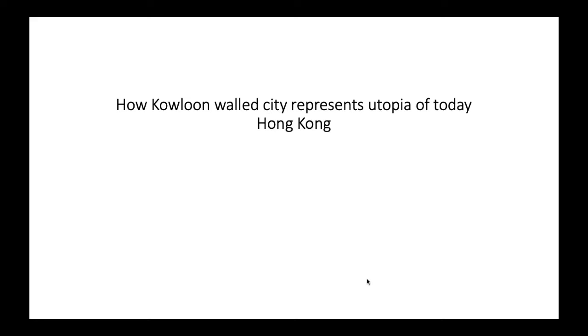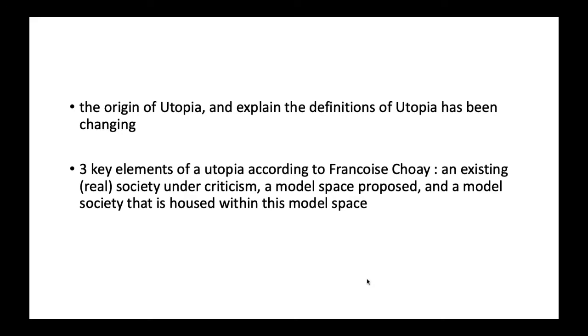My topic is how Kowloon Walled City represents the utopia of today's Hong Kong. There's an introduction first. I will introduce a little bit of the origin of utopia, Thomas More's Utopia, and explain how the definition and context of utopia has been changing through time, determined by whatever people were pursuing at that time.